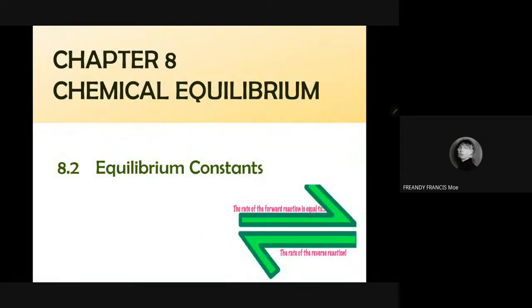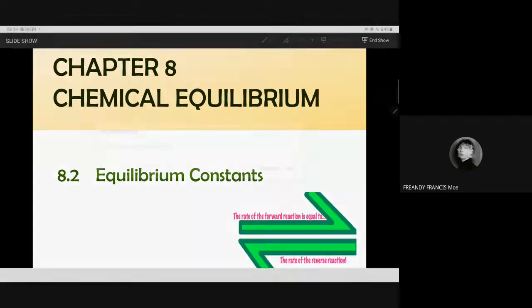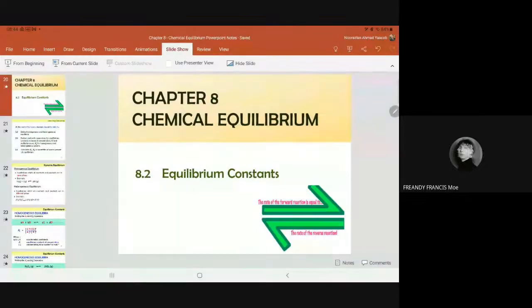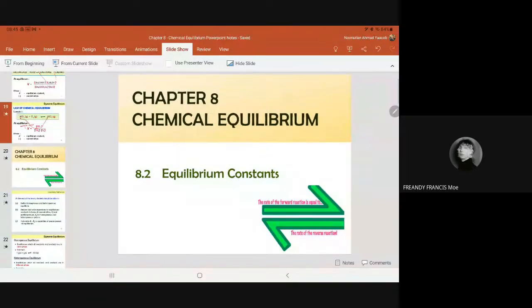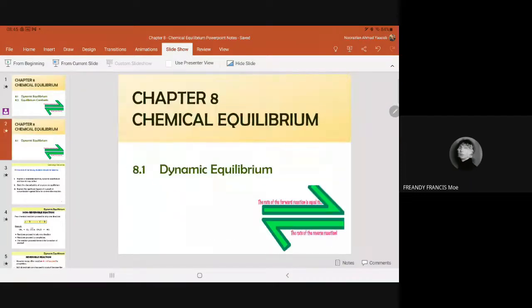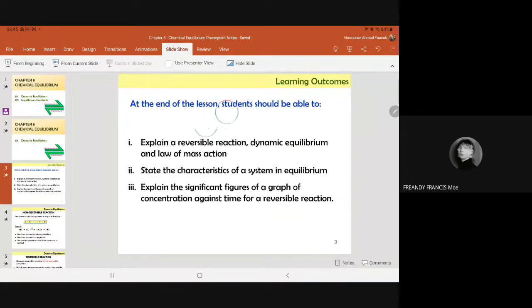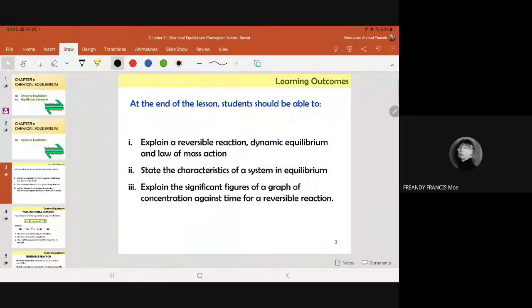But before that, ada apa-apa soalan tak yang kamu nak tanya dekat dalam 8.1? Is there any question? Do you have any question regarding 8.1? So kita tengok balik 8.1, kita tengok dia punya objektif. Apa yang kamu kena tahu. So objektif ni menunjukkan apa yang kamu kena tahu, apa yang kamu akan ditanya. So explain reversible reaction dynamic. Okay. So kita tahu reversible reaction tu apa. So by now we know what it is.